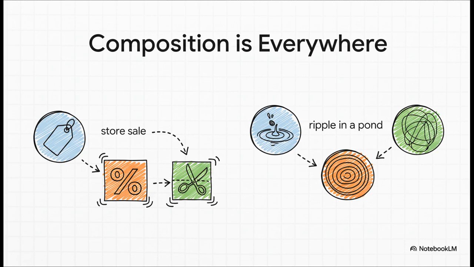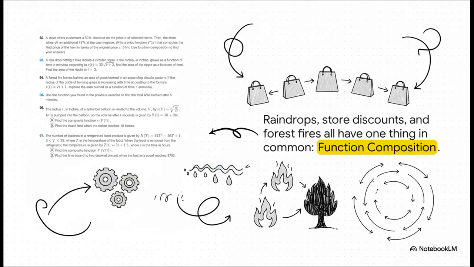Seriously, think about a retail sale. First, there's a function for the 30% discount. Then, there's another function for the extra 15% off that new lower price. That's a composite function. Or how about a ripple from a raindrop in the pond? The area of that circle is a function of its radius, but the radius itself is a function of time. It's a chain reaction.